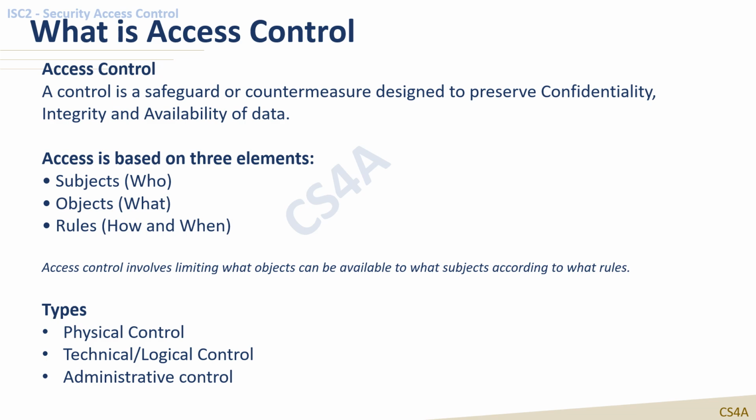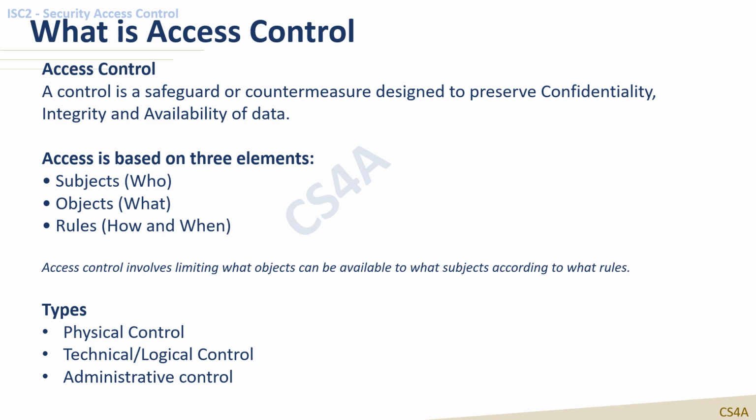Access is based on three elements: subject, object, and rules. Subject is who is going to access, like a user or a machine, and object is what the subject is going to access, like a file, storage or any services. All come under the objects. Rules define how and when the subject is going to access, in the sense whether we want to set any control measures so that only this subject can access the objects. Those kinds of rule settings we can do in the rules. In simple terms, access control involves limiting what objects can be available to what subjects according to what rules.